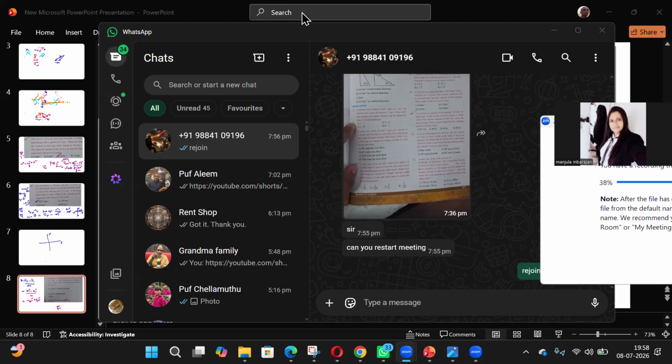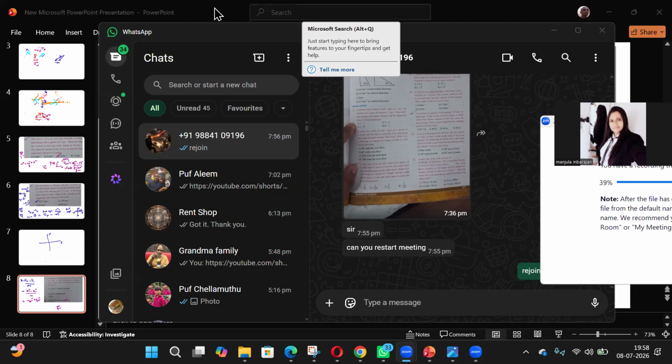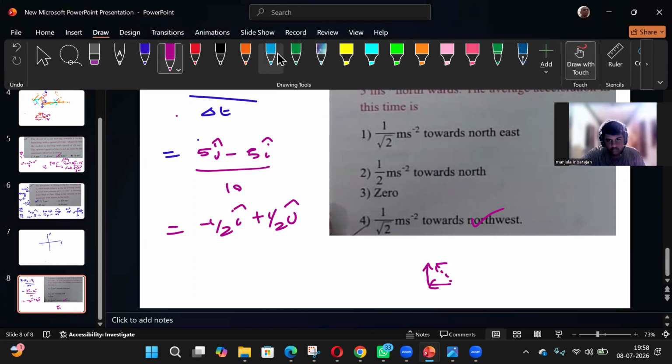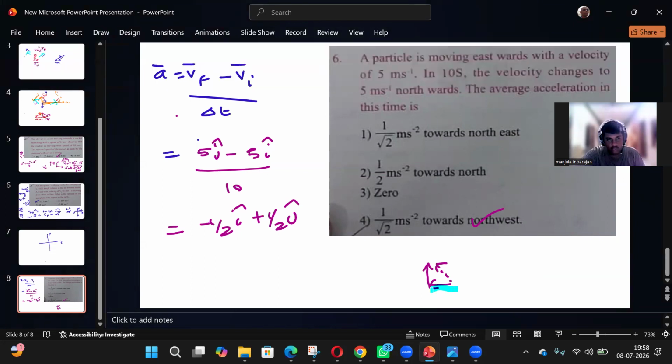Yeah, sir. So, got the answer? Yeah, I got option 4. So, it's a minus I cap direction, and then plus J cap. So, I have to add these two. So, the result will be like this, which is northwest.